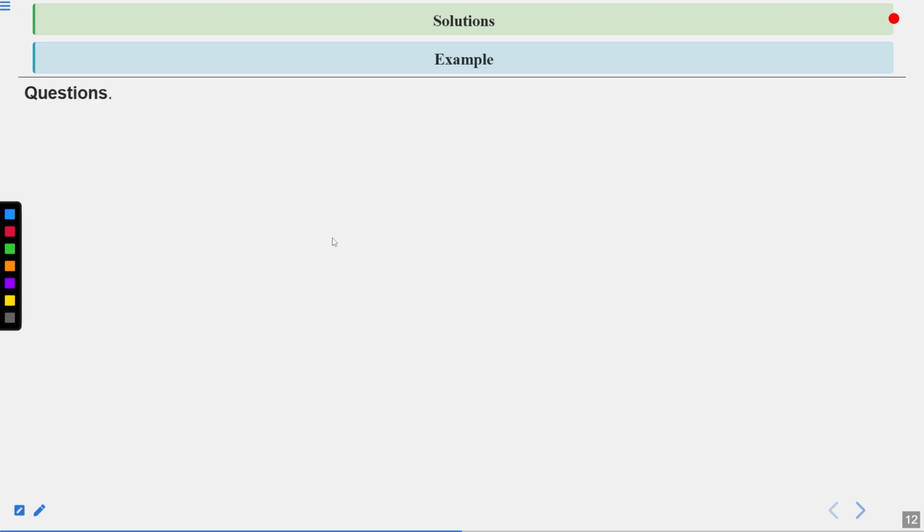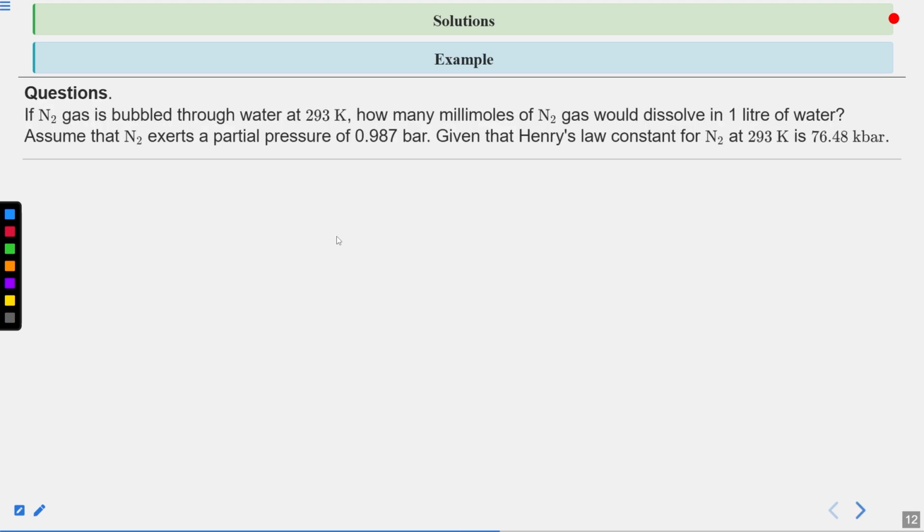Now moving on to a question. If N2 gas is bubbled through water at 293 Kelvin, how many millimoles of N2 gas would dissolve in 1 liter of water? Assume that N2 exerts a partial pressure of 0.987 bar. So this is the pressure, and the KH value is also given, 76.48 kilobar. Remember, we have to look at the units because one has a unit of bar and one has a unit of kilobar. So let's see. You have to calculate the number of millimoles that is dissolved in 1 liter of water.